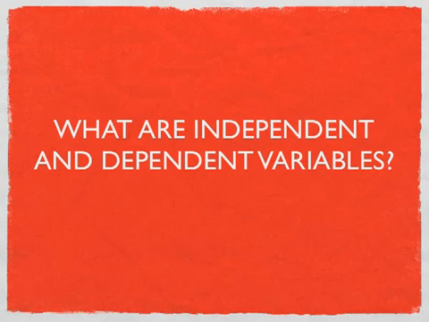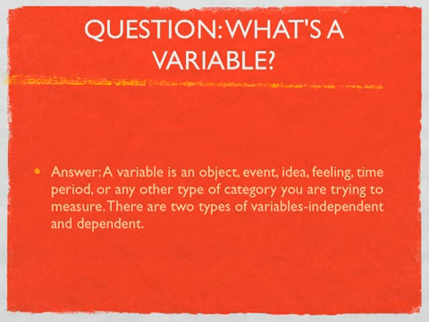Okay. I know I promised you that I wasn't going to read slides to you, but I'm just going to go briefly over what independent and dependent variables are. What is a variable, first of all? A variable is an object, event, idea, feeling, time period, or any other type of category you are trying to measure. And there are two types of variables, independent and dependent.